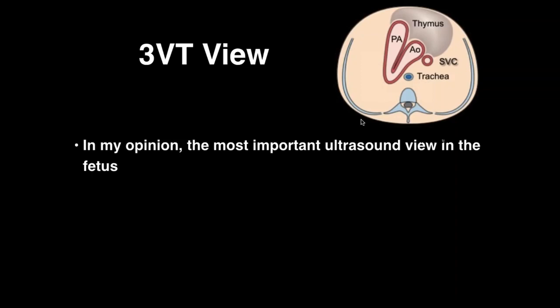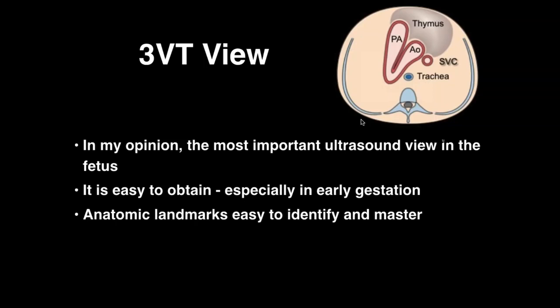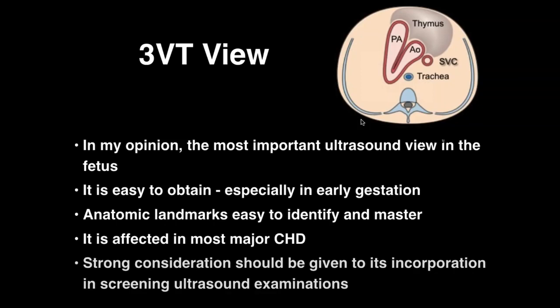So the three-vessel trachea view, in my opinion, is one of the most important ultrasound views in the fetus for fetal cardiac evaluation. It is easy to obtain, especially in early gestation, because the fetus usually presents itself with the spine posterior or with excessive movement. You can get into that plane fairly easily. The anatomic landmarks are easy to identify and master, and it is affected in most major congenital heart disease.